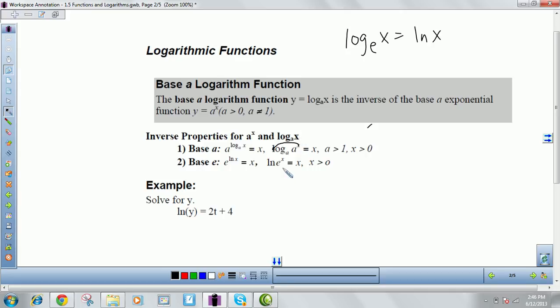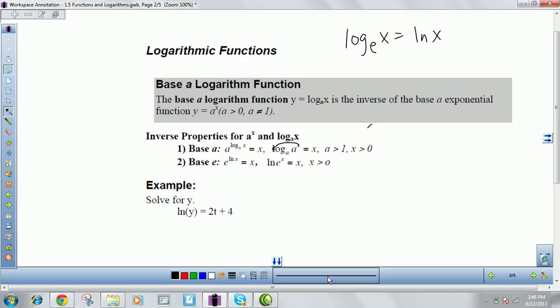Same thing goes for, which is more common, what I'm going to use here, because remember, natural log is just log base e, so e to the log base e is 1. Same thing here, log base e of e is 1. So anyway, let's go ahead and solve for y in this case.